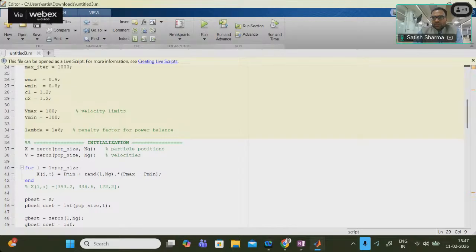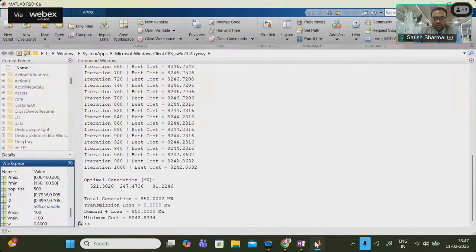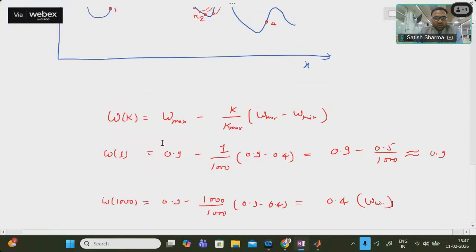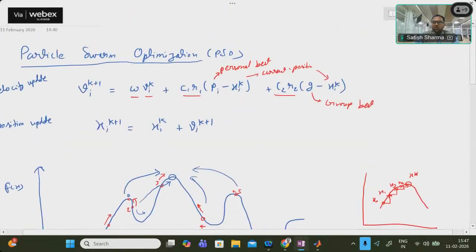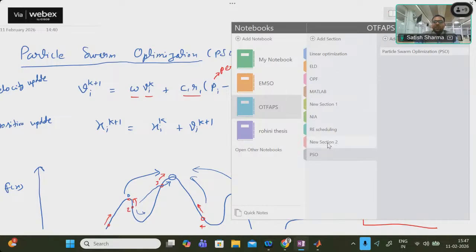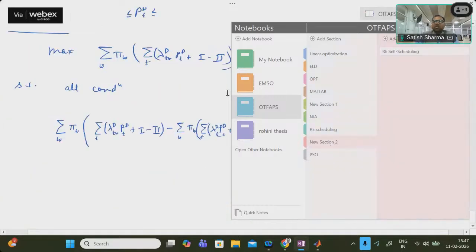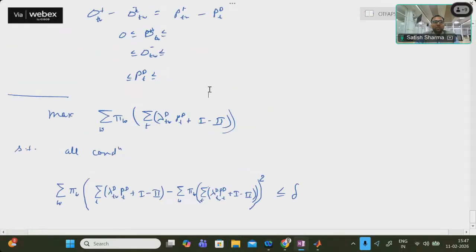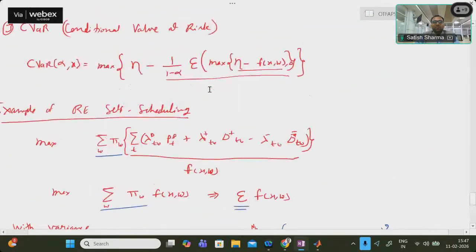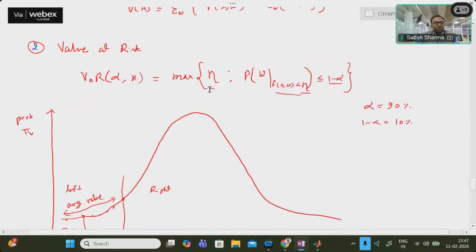I will share this code with you. And is there anything which I want to discuss? Is PSO fine? If you have any doubts in how to model the risk parameters, you can ask them. Okay, let's see if I have an example to obtain the different values of the variance and all.